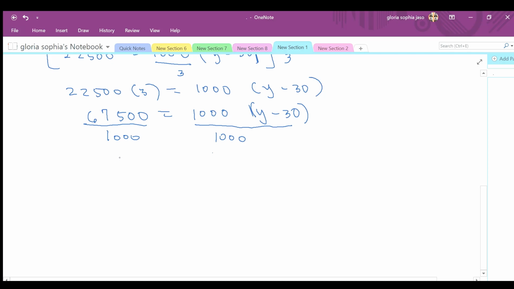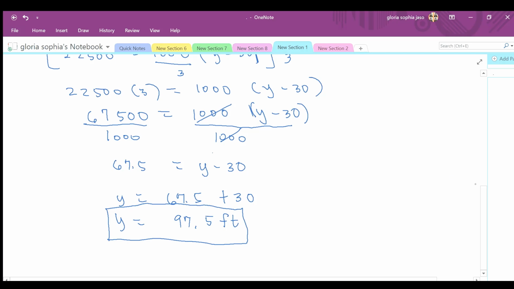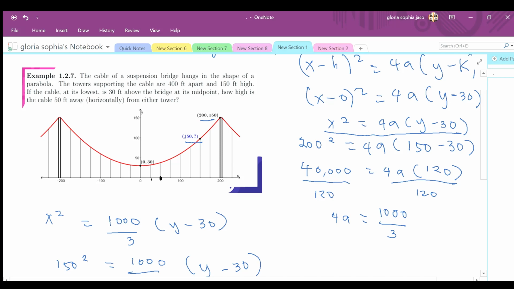Okay, so the answer is 67.5 equals y minus 30. So cancel this out. And then 67.5, transpose negative 30. So that will become positive 30. So y is 97.5. So the unit is in feet. Okay. So this is the value if x is 150.